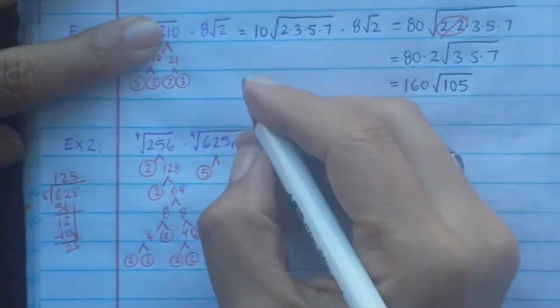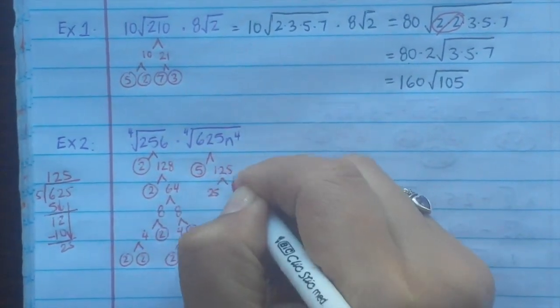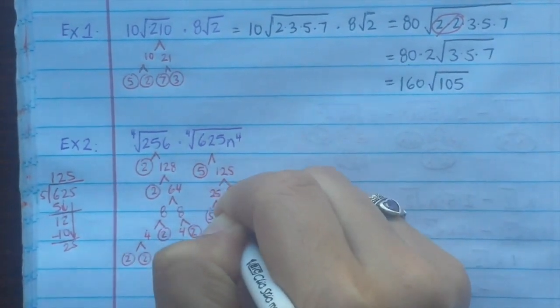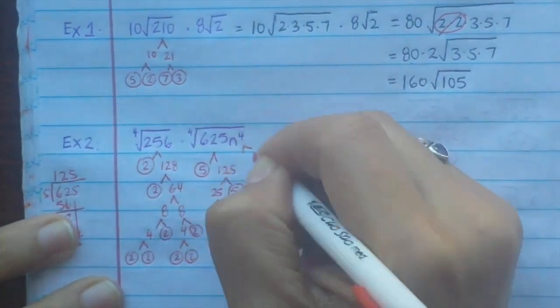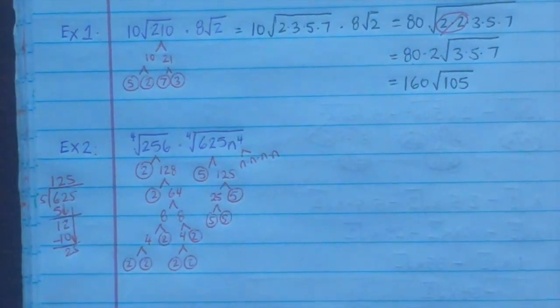All right, which is 125. All right, break 125 down. It's going to be 25 times 5. And then break 25 down, 5 times 5. Looking at the variables, what does n to the fourth power mean? N times n times n times n.